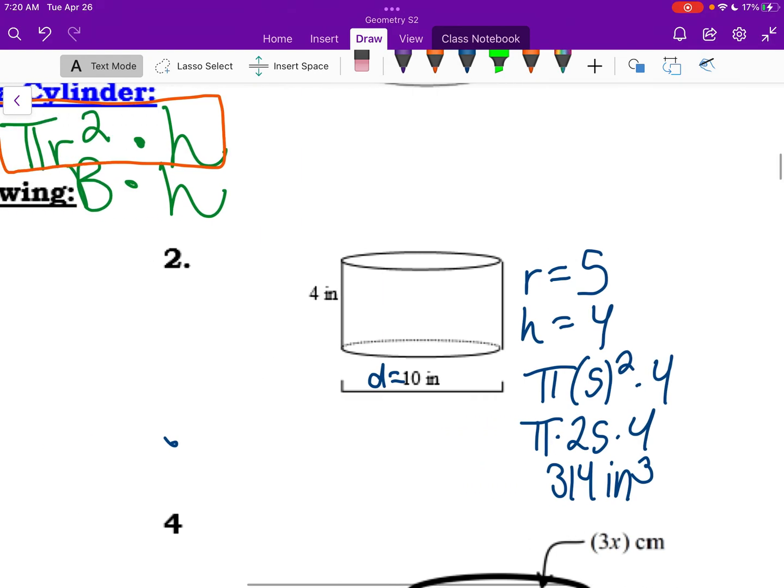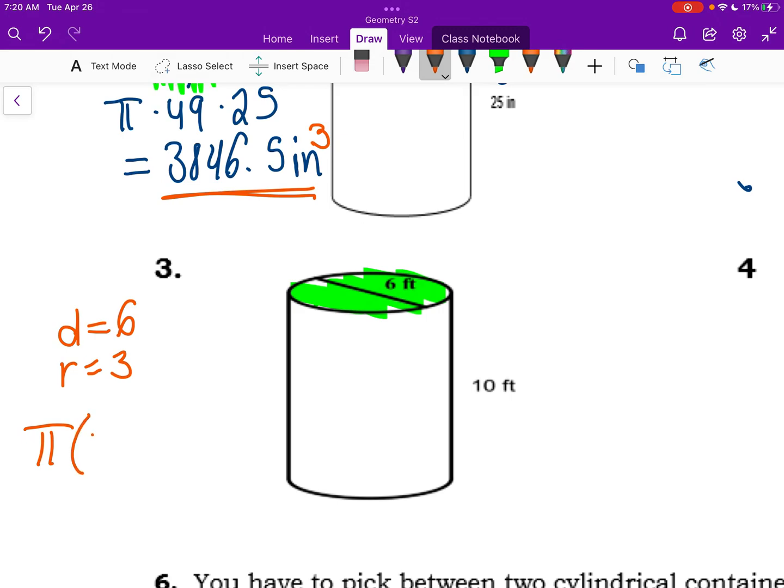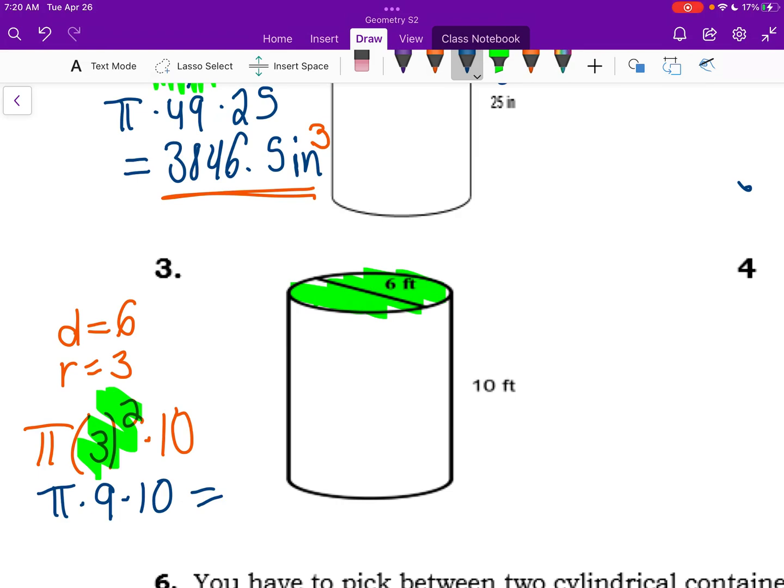All right. Let's rock out number 3. So again, think about the area of the base, which is a circle. The diameter is 6, so half of that is 3. That makes a difference when you're solving. So pi times 3 squared times 10. Make sure you square first. And we're just plugging along for these problems. 3.14 times 9 times 10, and there we go. 282.6 feet cubed.